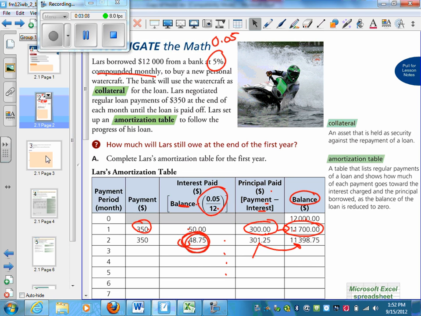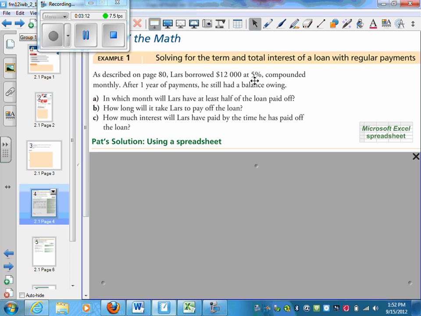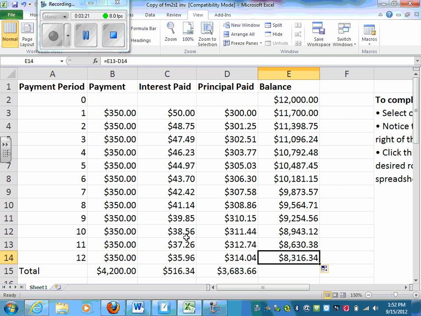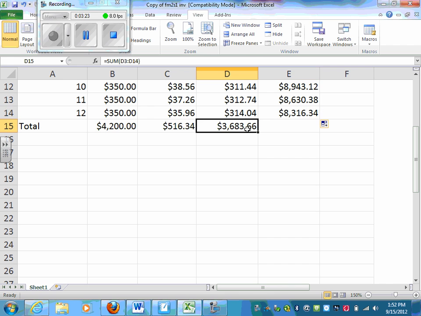Okay, let's look at the rest of, let's look here. So here's his after 1 year of payments, he still has a balance owing. In which month will he have at least half of the loan paid off? So in order to do that, we could extend this table. That's one way we can do it. These are just totals, sum of all the ones there.